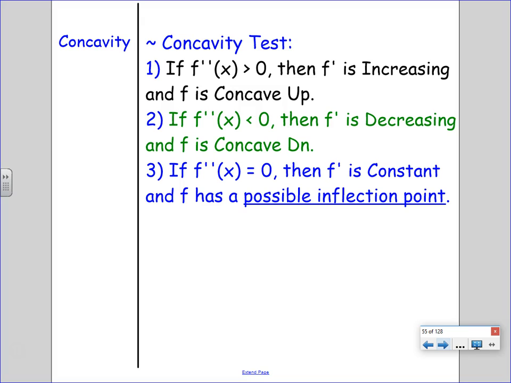So now there's an extra characteristic. If f prime is increasing, f double prime is greater than 0, f is concave up. If f prime is decreasing, its derivative is negative, which comes back to the original being concave down. And if f double prime is 0, then f has a possible inflection point.